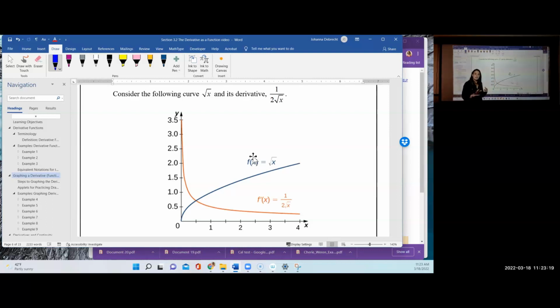This means that we expect the derivative to start with a high value where it's very steep, and then to gradually come down, and then to very, very slowly start getting flatter and flatter and flatter. It never goes horizontal, but it may get close to that.